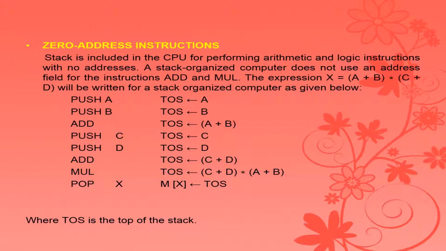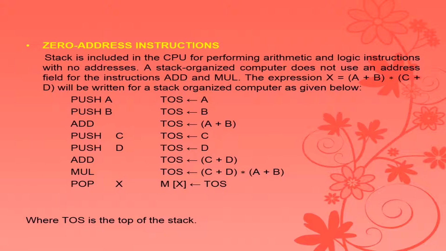The expression X equals (A plus B) times (C plus D) will be written for a stack organized computer as given below. Push A, that is, A moves to TOS. Push B, that is, B moves to TOS. Add, that is, A plus B moves to TOS. Push C, that is, C moves to TOS. Push D, that is, D moves to TOS. Add, that is, C plus D moves to TOS. Mul, that is, (C plus D) times (A plus B) moves to TOS.